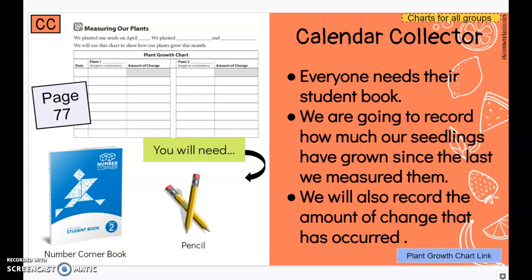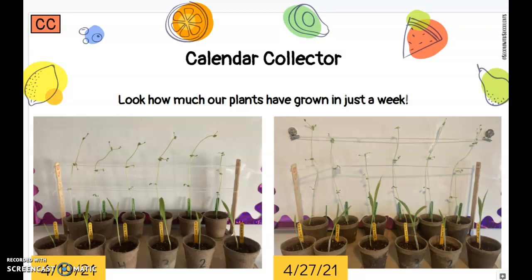We are going to record how much our seedlings have grown since the last time we measured them. We will also record the amount of change that has occurred. Have a look at how much our plants have grown in just a week. Think about any differences you may be noticing.